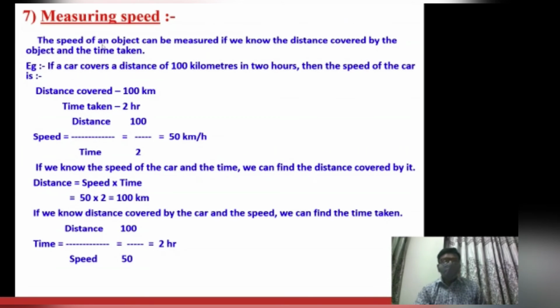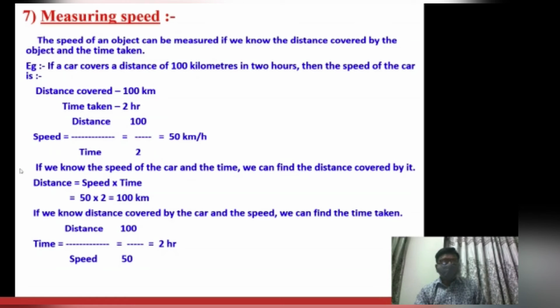Now, measuring speed, we will solve some numericals. The speed of an object can be measured if we know two things, distance and time. If a car covers a distance of 100 km in 2 hours, we put it in the formula d over t: 100 upon 2, that is 50 km per hour. So from this, speed is equal to d over t.